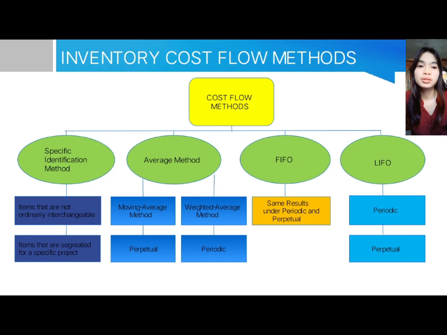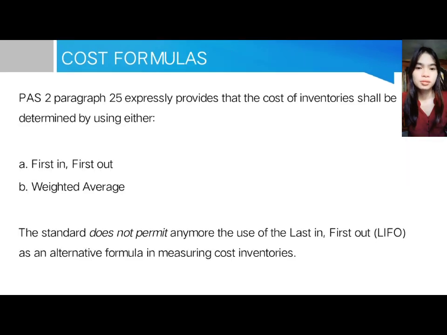So we have here the inventory cost flow methods. There are many methods: specific identification, average method, FIFO, and LIFO. We will use only two methods, the average method and the first in first out method. On cost formulas, PAS 2 paragraph 25 expressly provides that the cost of inventories shall be determined by using either first in first out or weighted average. The standard no longer permits the use of last in first out, or LIFO, as an alternative formula in measuring cost of inventories.